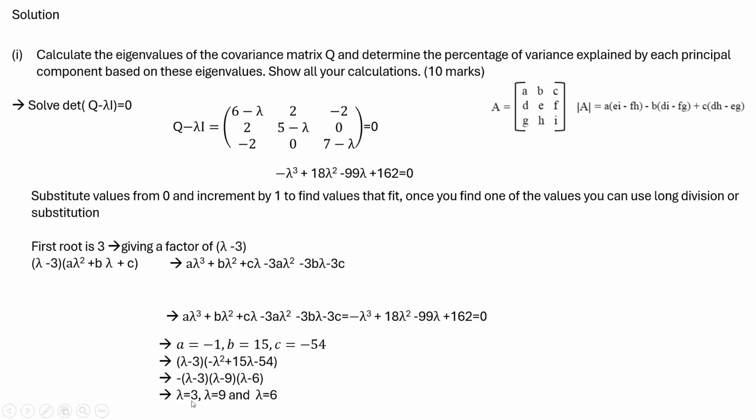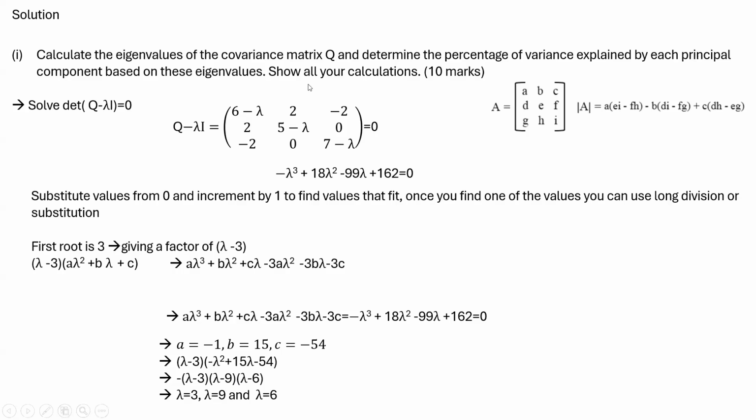If you turn them into roots, you end up with lambda equals 3, lambda equals 9, and lambda equals 6. So those are your three roots, or your three eigenvalues, pretty much. And that's it. That's the first part of that first part.